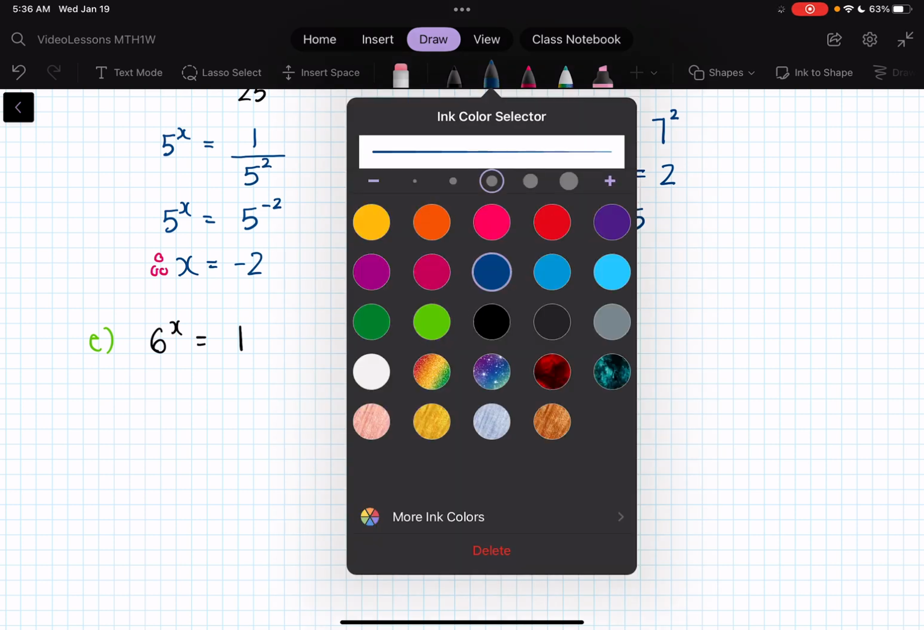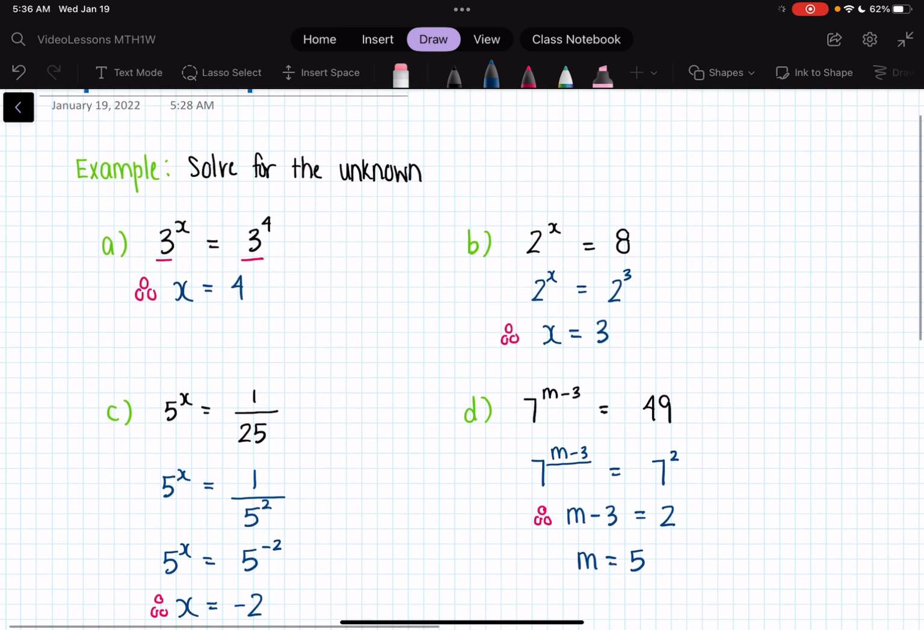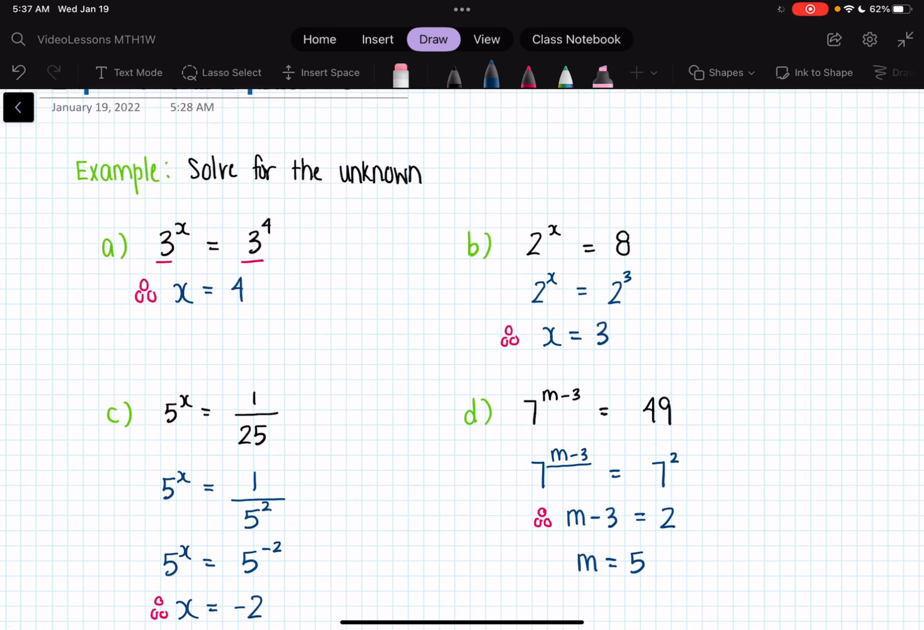Here we have to remember our 0 power rule, because we will sit and say, I can't make any base 6 equal 1, but we can, because 6 to the power 0 is 1, and that then tells me that x equals 0, not x equals 1. Remember, you have to equate your exponents. Okay, so make sure you have all these examples worked out, and that will help you work on the worksheet.